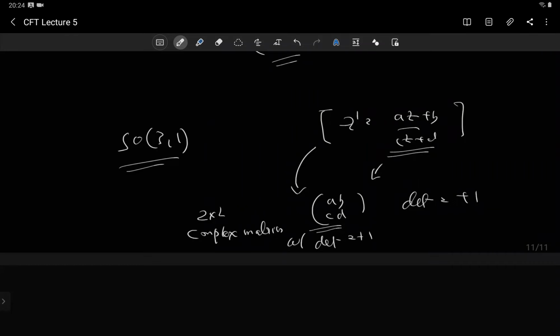Just like any Poincare transformation, you have to specify some rotation, some boosts, and some translation. That is a particular Poincare transformation. So similarly, any conformal transformation means you are specifying A, B, C, D. For different values of A, B, C, D, you are getting different conformal transformations, right?